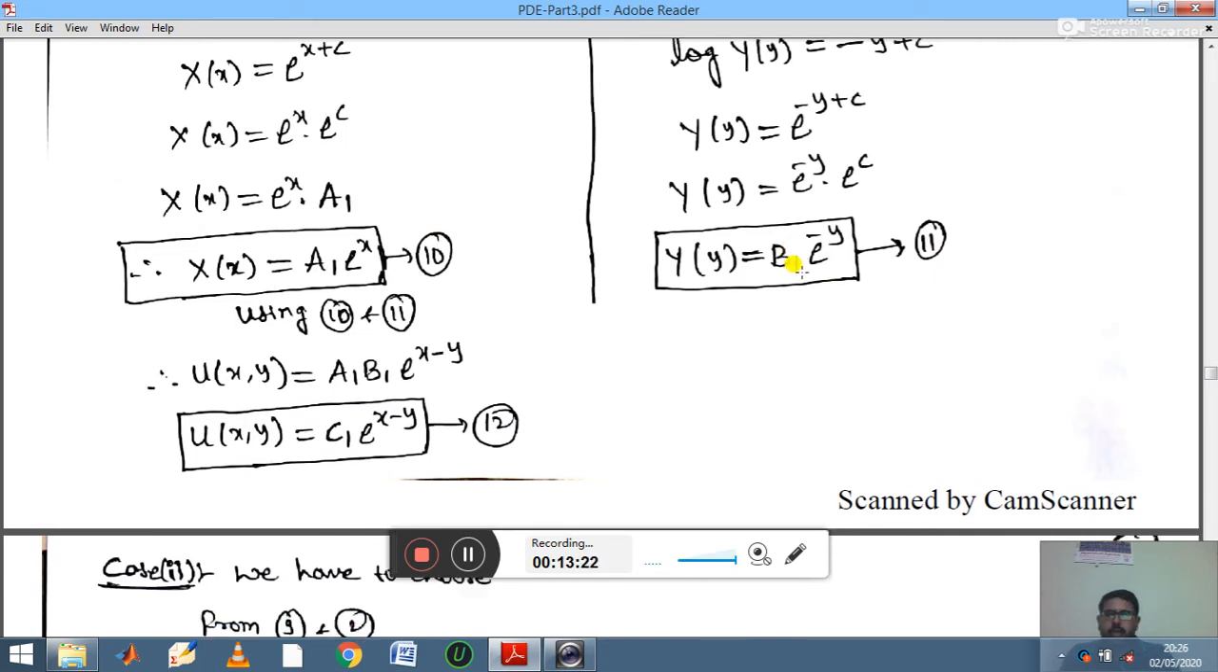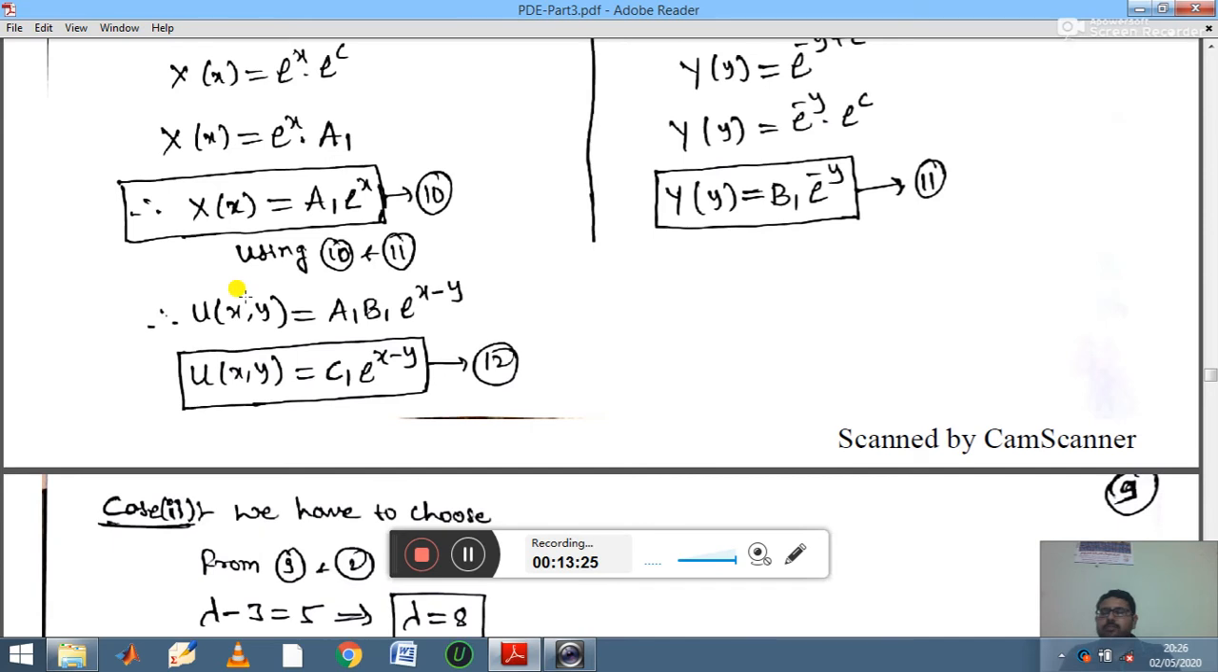Okay. Now let us write the final solution. U of x comma y equals, in place of X of x you are writing a1 into e power x. In place of Y of y you are writing b1 into e power minus y. So a1 into b1, if you combine these two exponential functions, you are getting e power x minus y. Then the final solution, U of x comma y equals, in place of a1 b1, let us use a new constant c1 into e power x minus y. This is your complete solution for the first case.